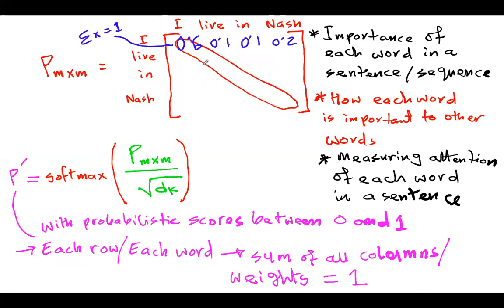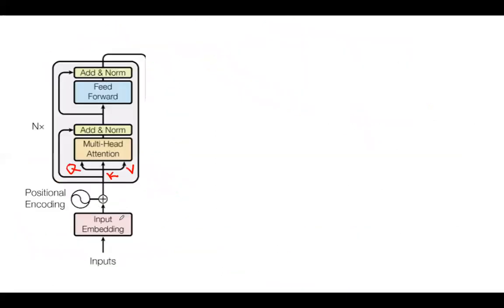So this is what you can see here. The importance weight of I in terms of I is 0.6. For I and live, it's 0.1. And if you add them all up, it should be 1. And that's the beauty of using softmax, because in that way, it not only normalizes, it makes sure that when you add up the weights for one particular row or one particular word, it adds up to 1 very nicely. Okay, so let's move on.